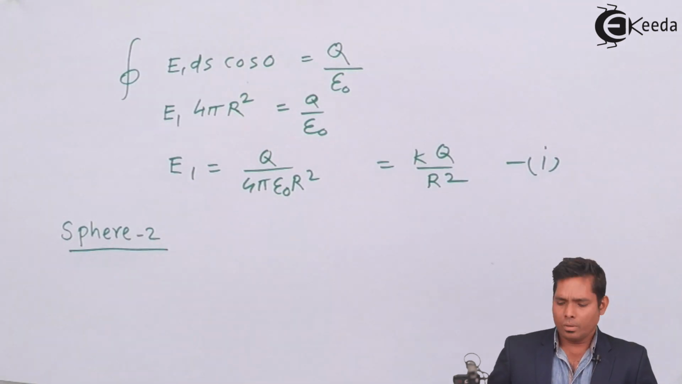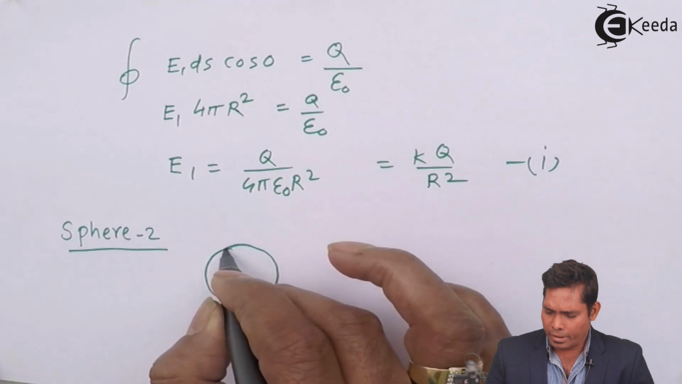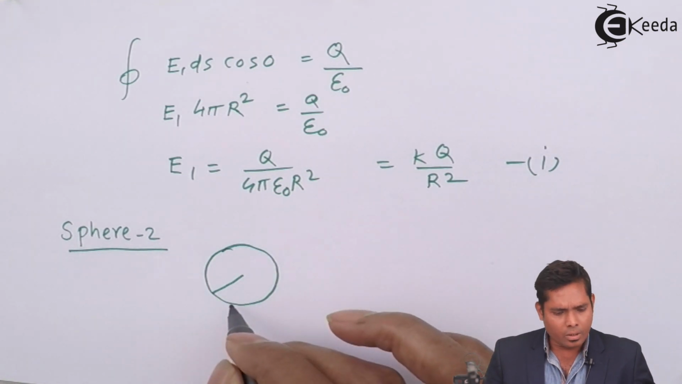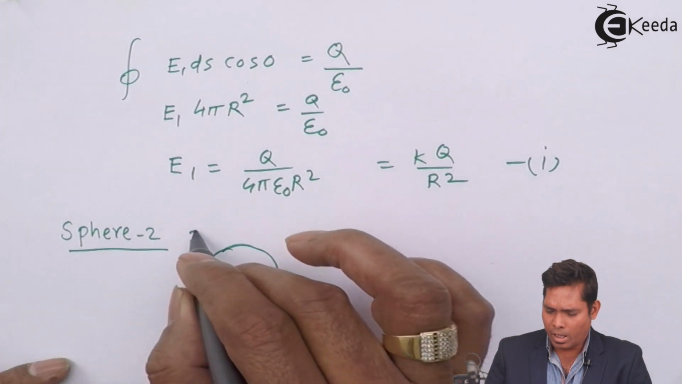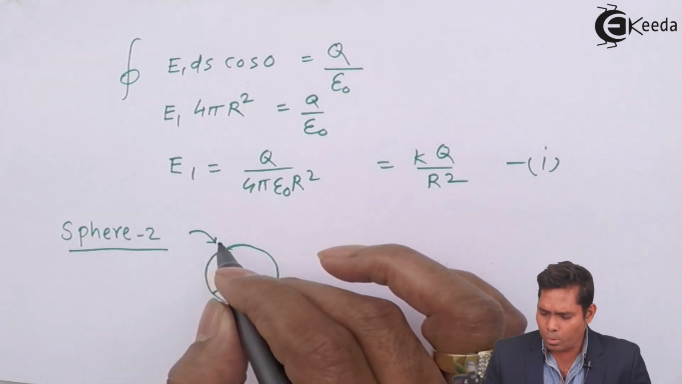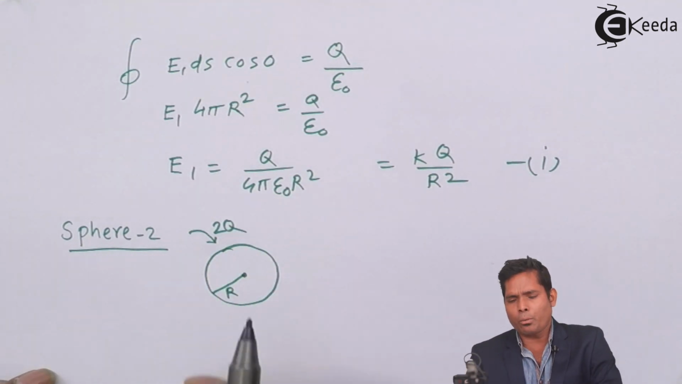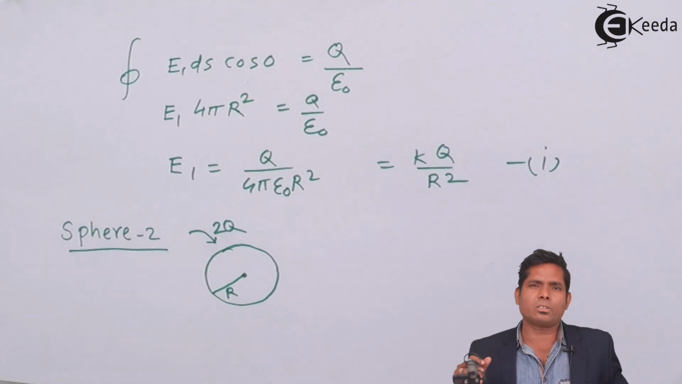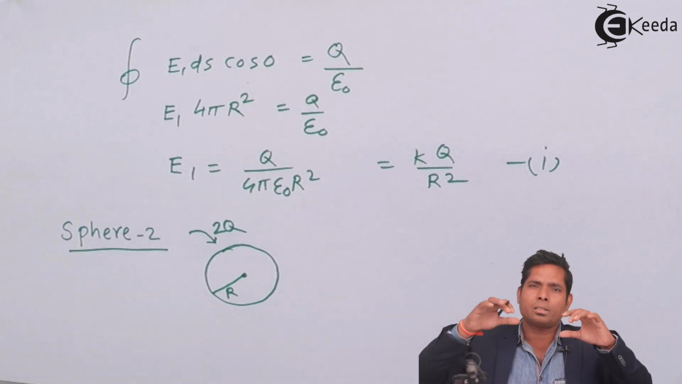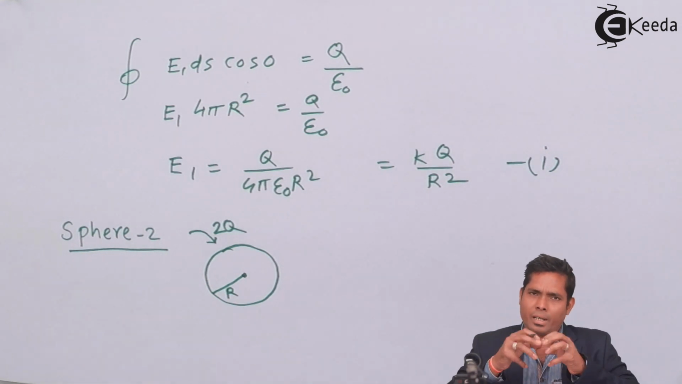Sphere 2 is a sphere of radius r, and the charge that is given to this sphere is 2q. It is given in the question that 2q charge is uniformly distributed throughout the volume, because it is a dielectric solid, so charge is present outside the sphere and inside the sphere, on the surface and inside.